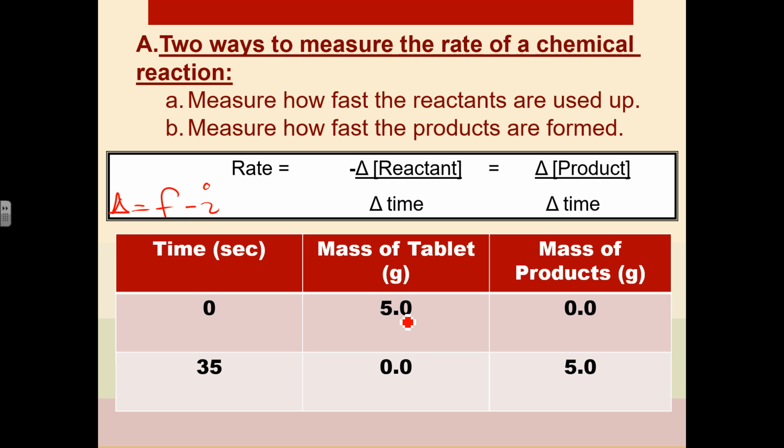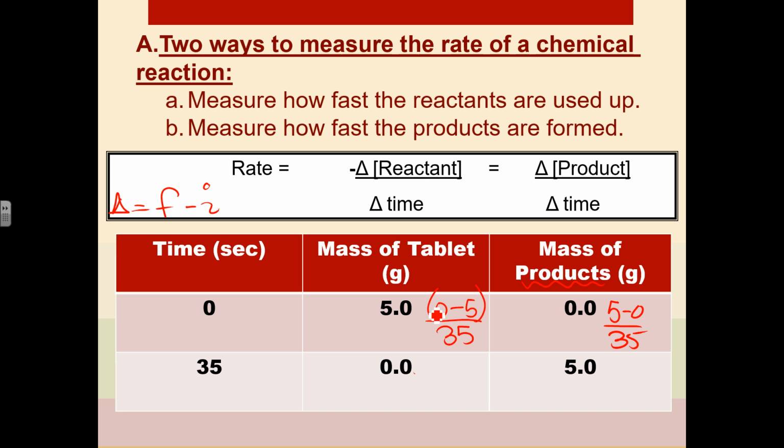So if I do final minus initial here, and I take a look at this data, at time 0 and at time 35 seconds, I had 5 grams and I had no grams of tablet. So I would say 0 minus 5 over 35 gave me my rate of reaction. For this over here, looking at the production of the products over time, it would be 5 minus 0 over 35. They're almost the same. They're the same in magnitude, but opposite in sign.